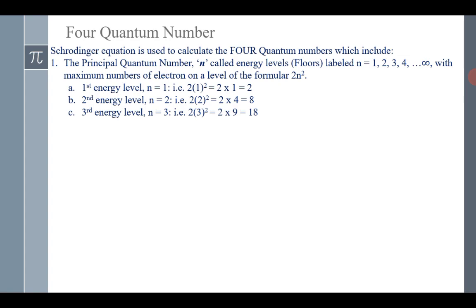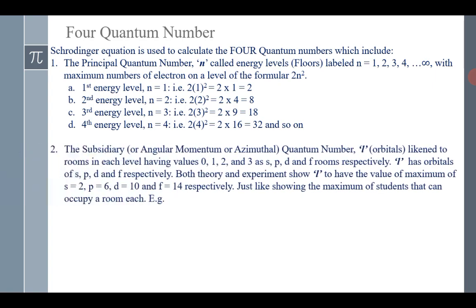And the fourth energy level can take a maximum of 32, because it is going to have 2 times 4 raised to power 2, which is 2 times 16, 32, and so on and so forth. So we don't have the same number of electrons on all the energy levels, but we can see how we can work out the maximum number of electrons that can be found in each one.